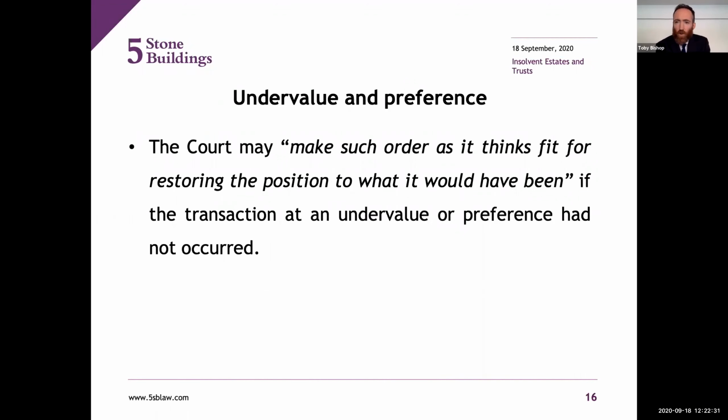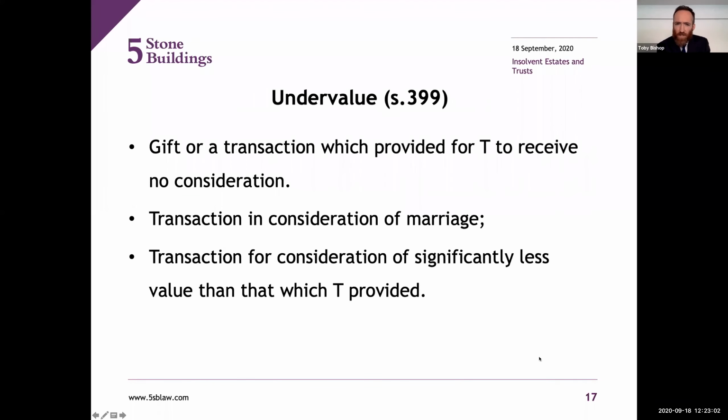Now, these are things that are not overly familiar necessarily to estates practitioners. Transactions at an undervalue and preferences, and they're in sections 339 to 342 of the 1986 Act. The court may make such order as it thinks fit for restoring the position to what it would have been if it finds that there are transactions at an undervalue or preferences within the relevant time periods. So we need to break this down into its constituent elements. A transaction at an undervalue is a gift or transaction which provides for the deceased to receive no consideration, or a transaction in consideration of marriage, effectively treating that as being no consideration, or a transaction for consideration of significantly less value than that which the deceased provided.